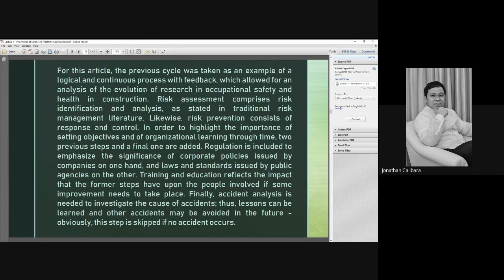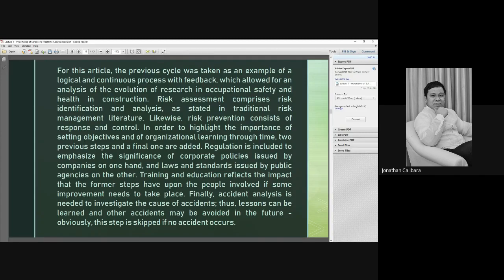The next is for this article. The previous article was taken as an example of a logical continuous process with feedback, which allowed for an analysis of evaluation research of social safety and health in construction. So this is about the processes of having their research.